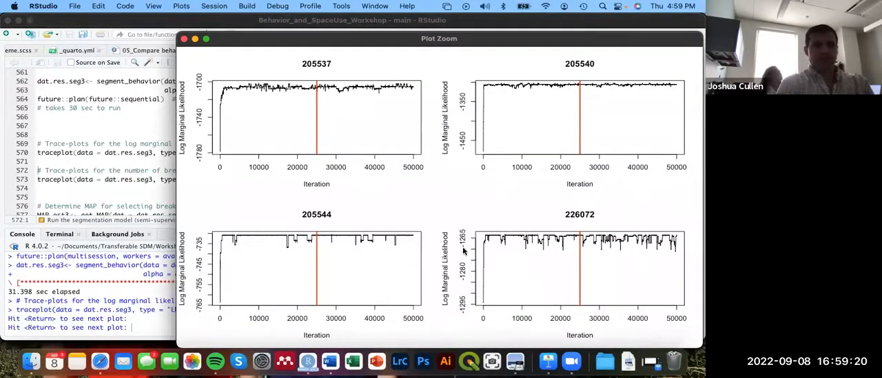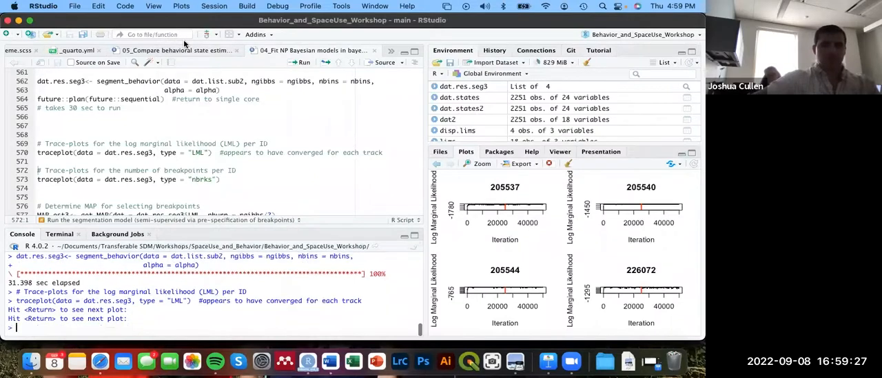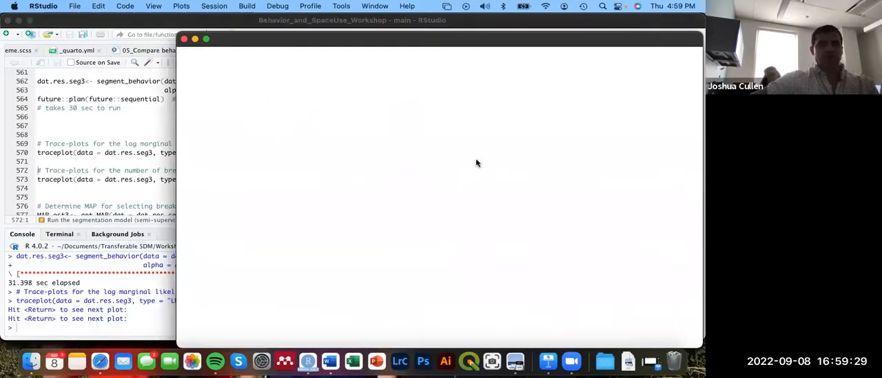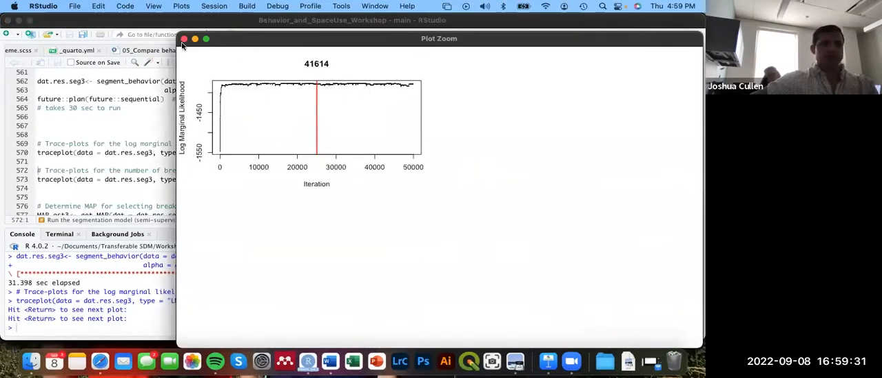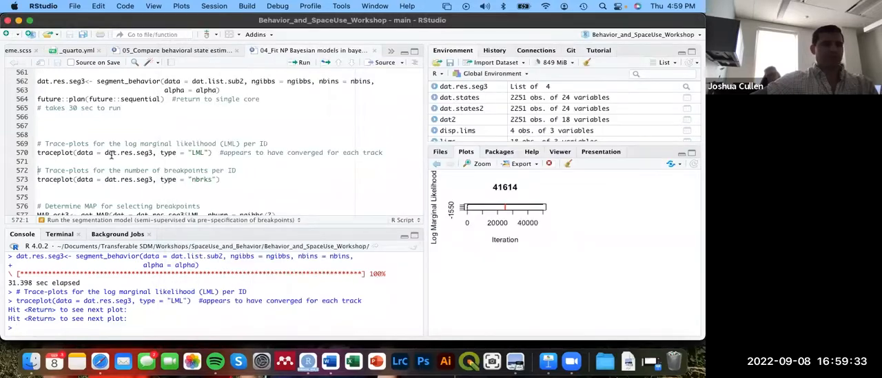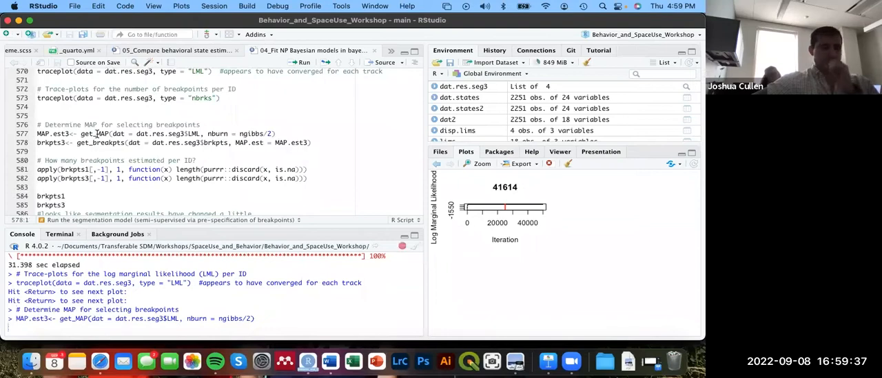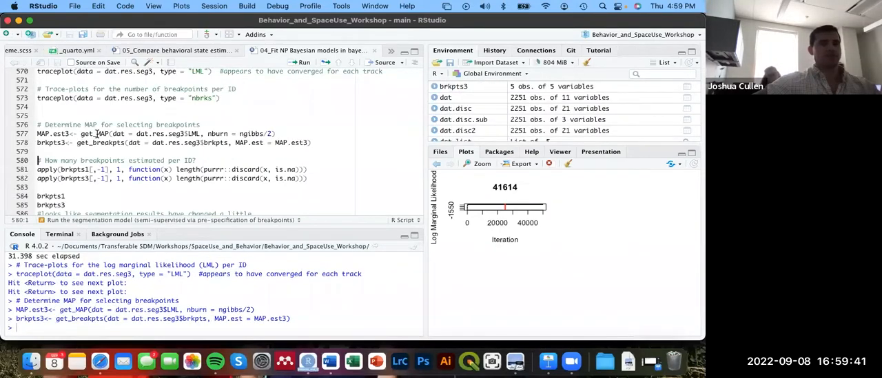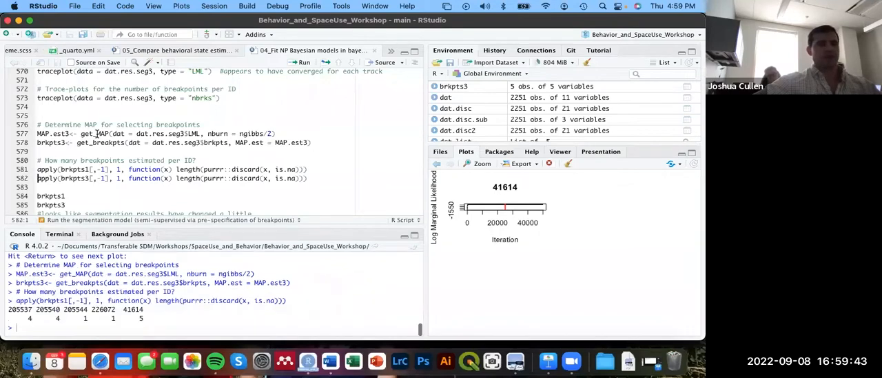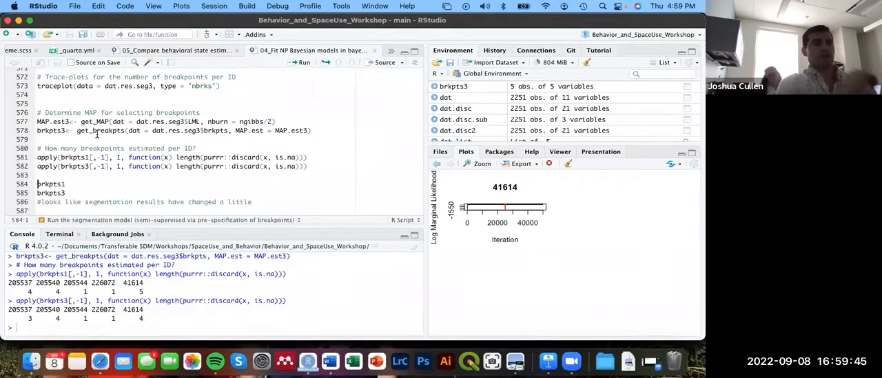And again, I think these all look pretty good to me, especially when you look at the y-axis and the scale of that. And same goes for this last individual here. All right, so now, again, I'm going to get the MAP estimate and then the breakpoints associated with the MAP estimate and compare it to our initial breakpoints. And we see that there's fewer in some cases.